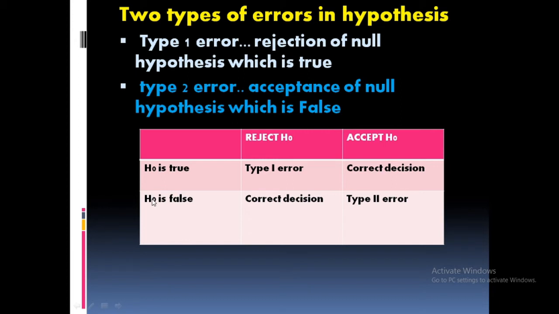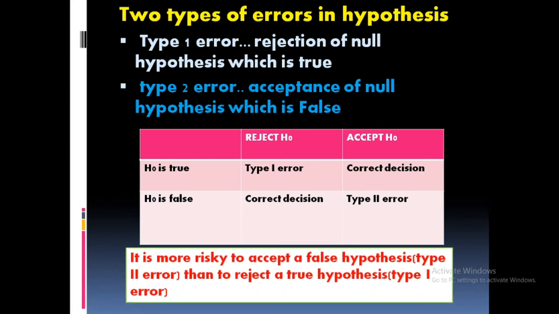See, second one, the null hypothesis is false. If you reject it, that is the correct decision. But when you accept it, a type 2 error will occur. The null hypothesis is false, so rejecting it is correct, but accepting it is a type 2 error. Clear? When the null hypothesis is true and you reject it, that is type 1 error. When the null hypothesis is true and you accept it, that is the correct decision. So, these are the two types of error that happen in the test of significance.